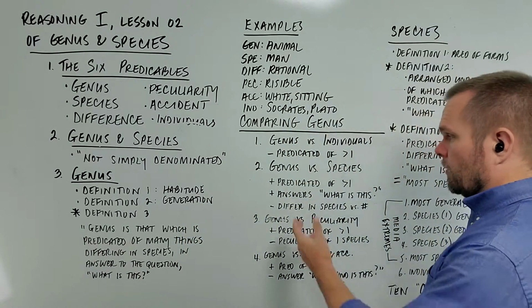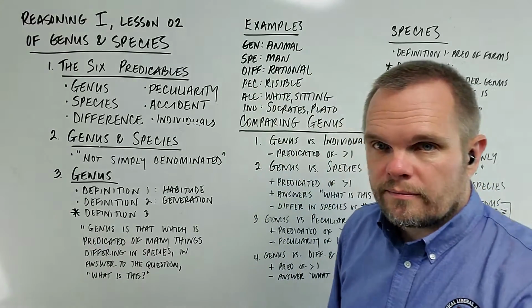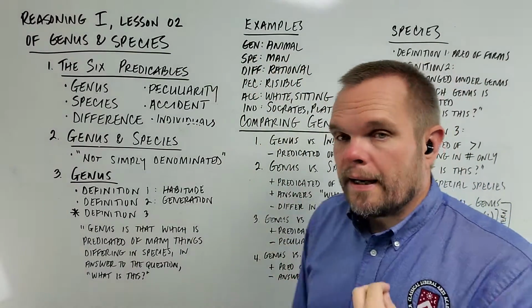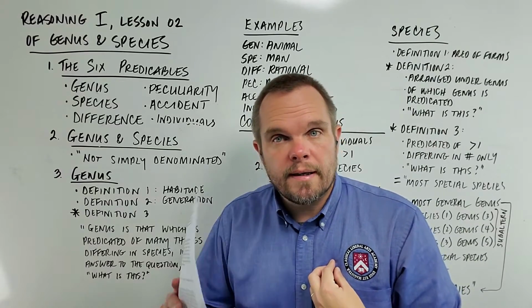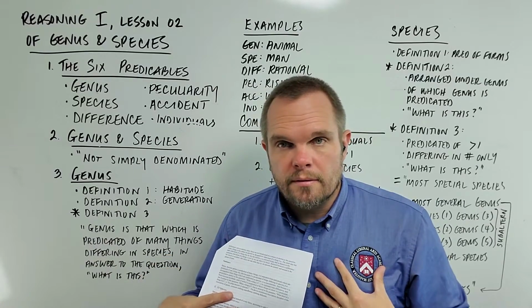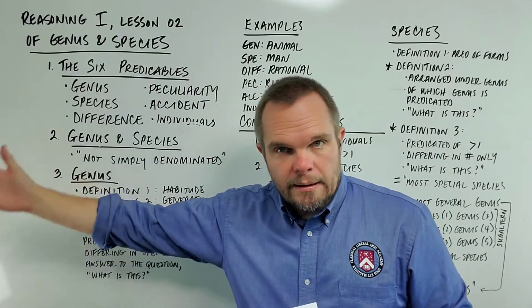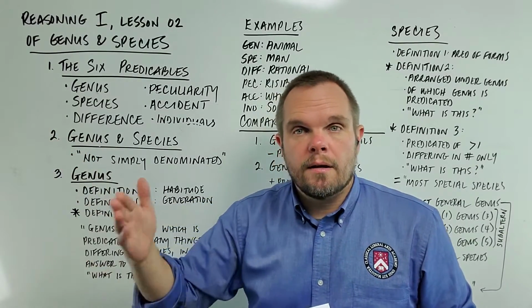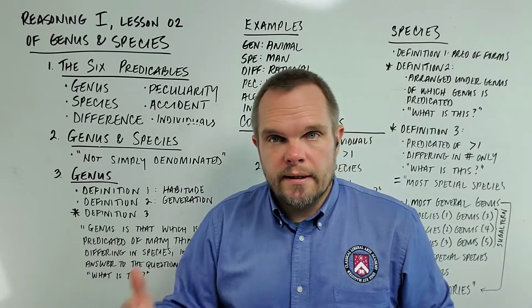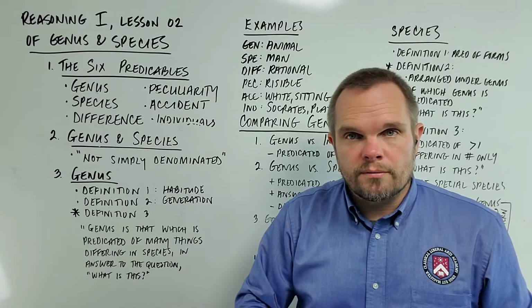Okay? Whereas genus can be predicated of things that are actually species. All right? For example, I can say man, which is a species, is an animal. So animal can be predicated of species. Man. I could say bird is animal. Animal's genus, it can be predicated of species. All right? I can also say Socrates is animal, because genus can be predicated of individuals. All right?